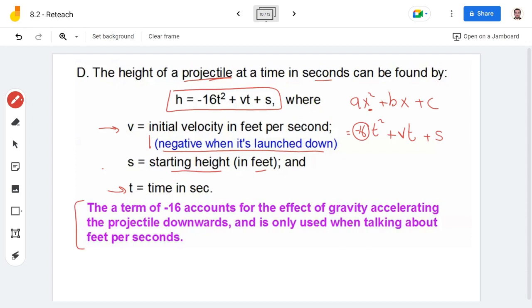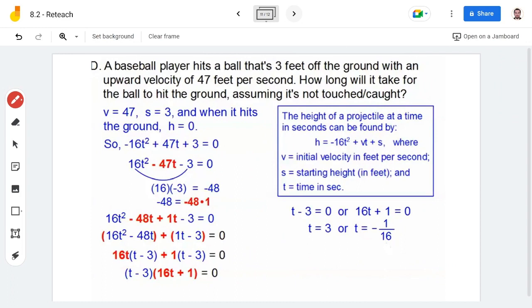There is a very important note here. The term of negative 16 accounts for the effect of gravity accelerating the projectile downwards and is only used when talking about feet per second. Like in this example: a baseball player hits a ball that is 3 feet off the ground with an upward velocity of 47 feet per second. So feet per second means a is equal to negative 16. How long will it take for the ball to hit the ground, assuming it's not touched or caught?